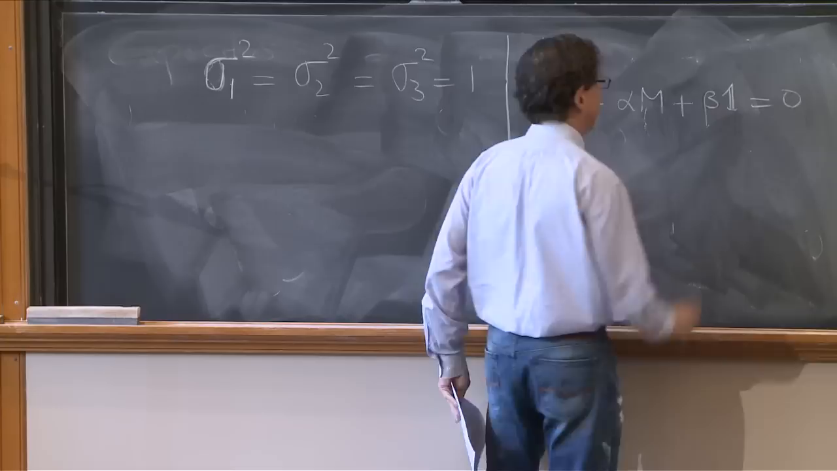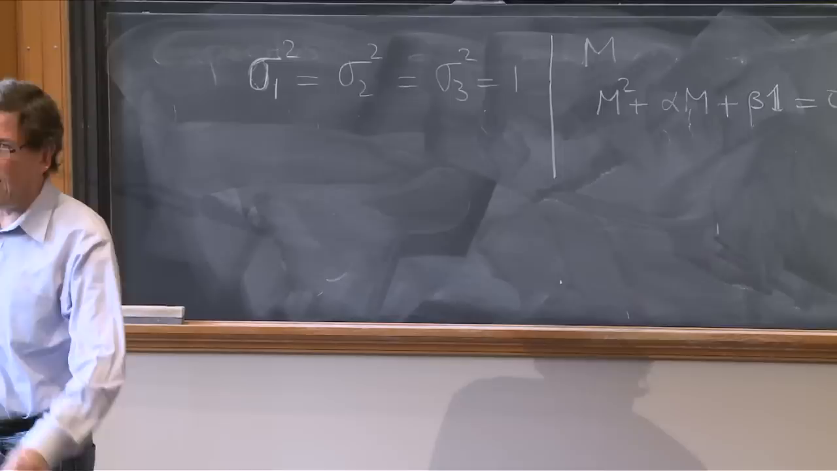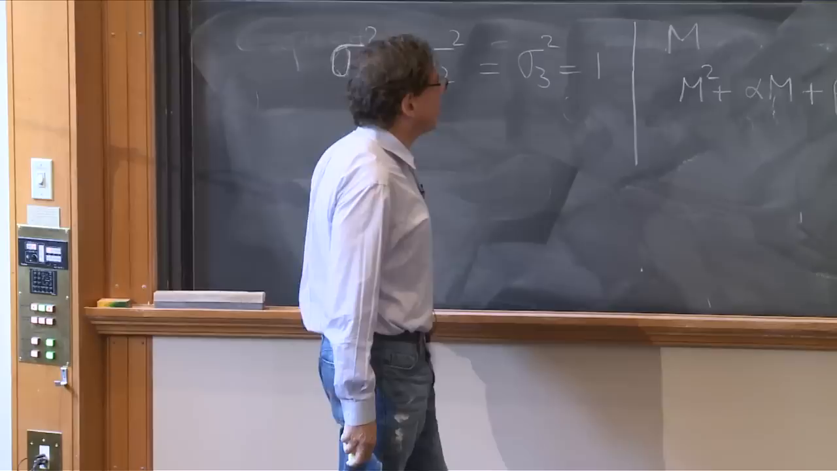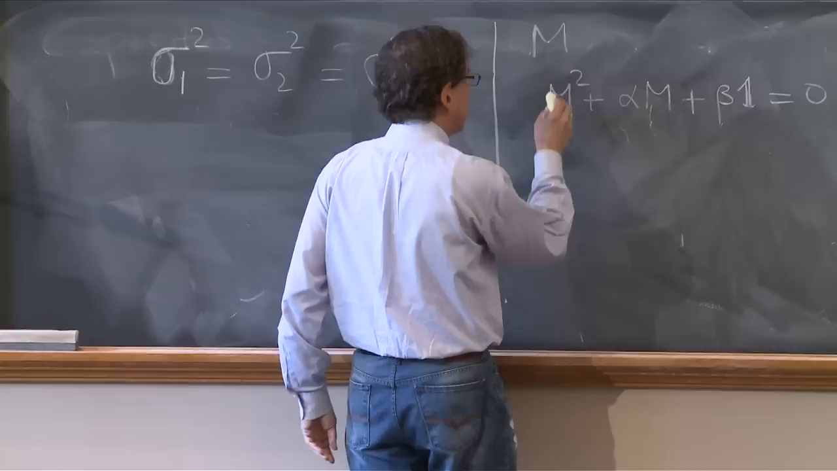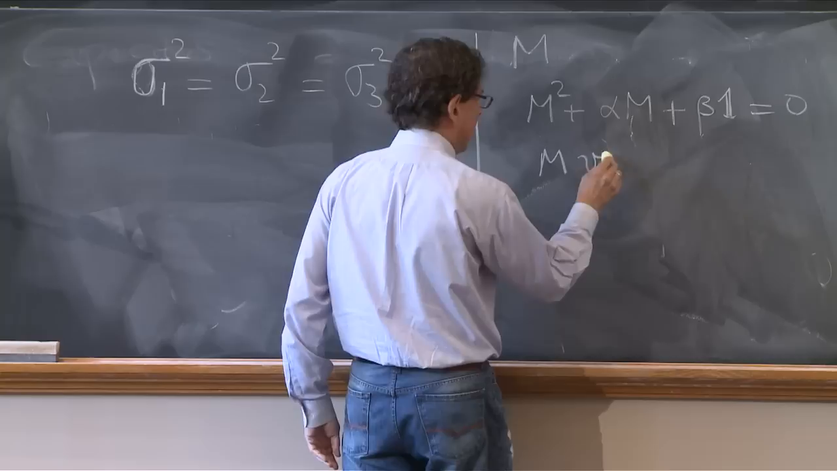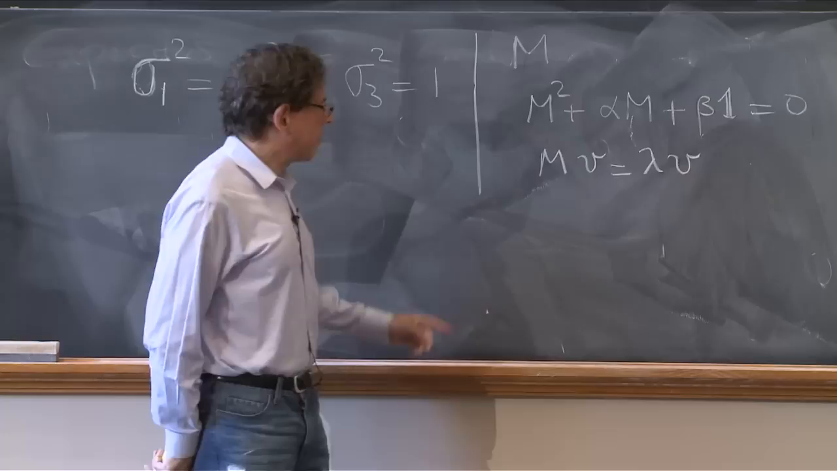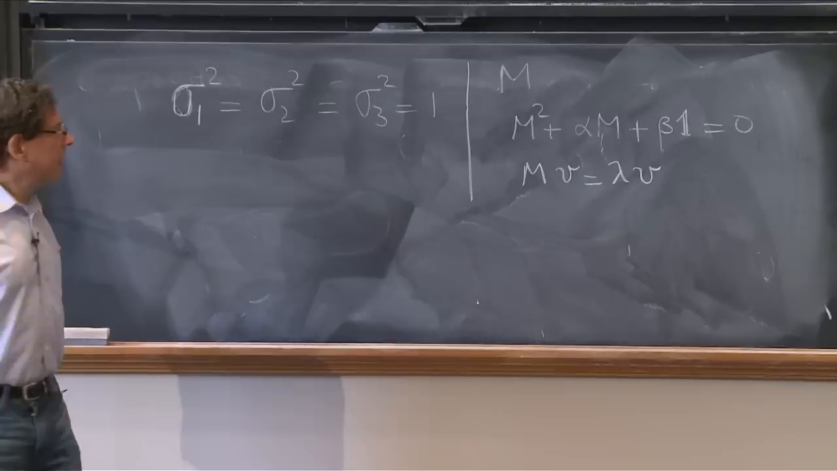This is a matrix equation. You take the whole matrix, square it, add alpha times the matrix, and then beta times the identity matrix is equal to 0. Suppose you discover that such an equation holds for that matrix M. Then suppose you're also asked to find eigenvalues of this matrix M. So suppose there's a vector that is an eigenvector with eigenvalue lambda. That's what having an eigenvector with eigenvalue lambda means. And you're supposed to calculate these values of lambda.